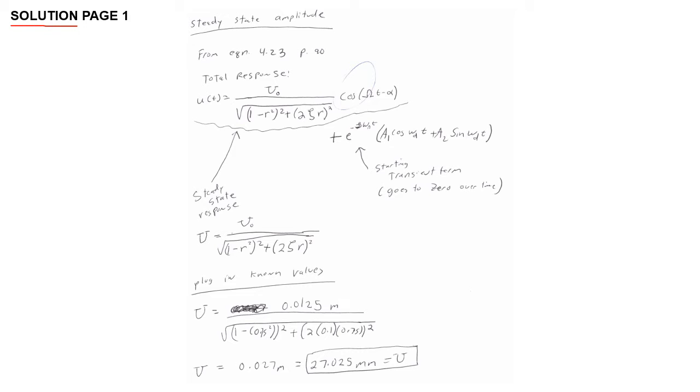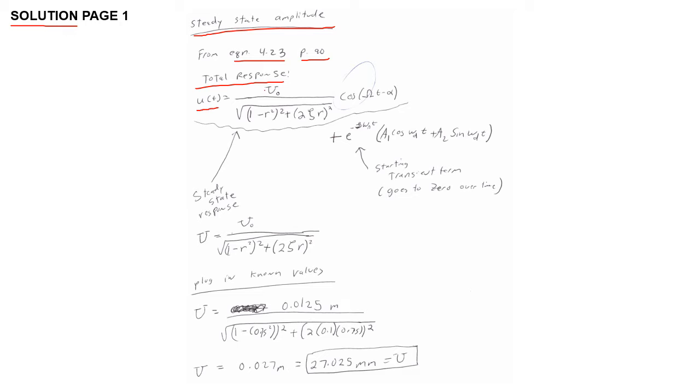So the first thing we want to solve for is our steady state amplitude. This comes from equation 4.23 on page 90 of our textbook. This is our total response equation here. And this is a rather long, involved equation, which is one of the reasons why we did our key equations first, to simplify down some of these terms so we don't have equations within equations and expand this even more. We also realized that there are some simplifications for our specific problem that we can do for this generic equation for u of t.